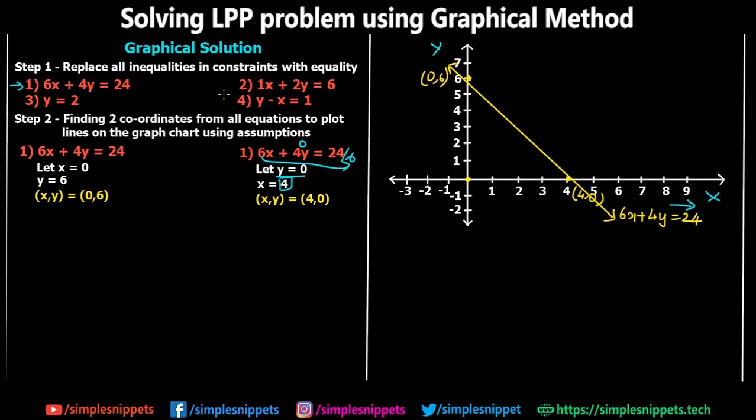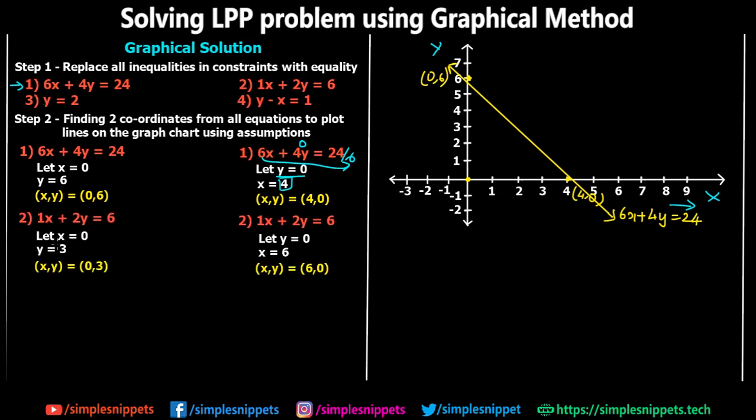What I'm going to do is quickly show you 2, 3 and 4, and then we'll plot them on the graph quickly, because the same process is going to be applied for equation number 2, equation number 3 and equation number 4. So let me quickly show you equation number 2. For equation number 2, again we are first assuming x as 0, we get y as 3. So we get the first coordinate (0, 3). Second time we assume y as 0, so we get (6, 0).